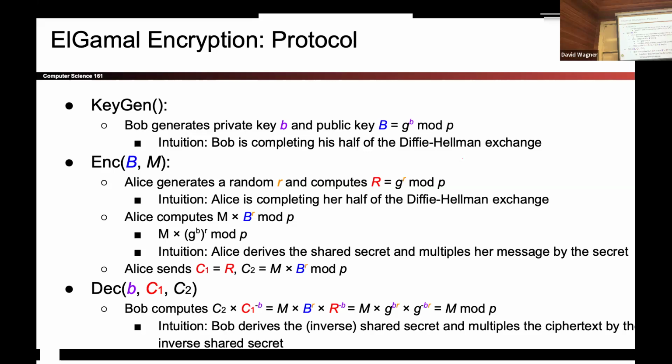So the C1 is big R. C1 and C2 are sent over the insecure channel. So Bob receives it, but also any eavesdropper can also see it. Everything that Alice sends, an eavesdropper could see. And what Alice sends is R and M times capital B to the little r, M times the shared secret. So it's like, okay, we're not super worried about someone messing with that R value. Got it. Good. I like what you're thinking.